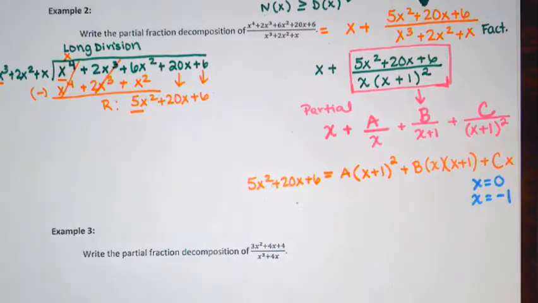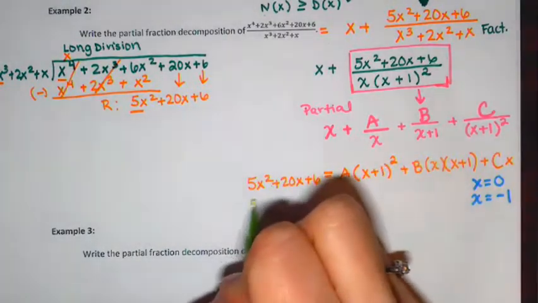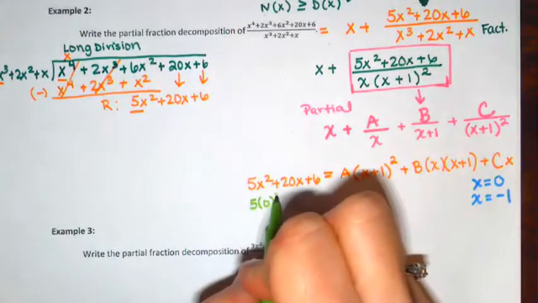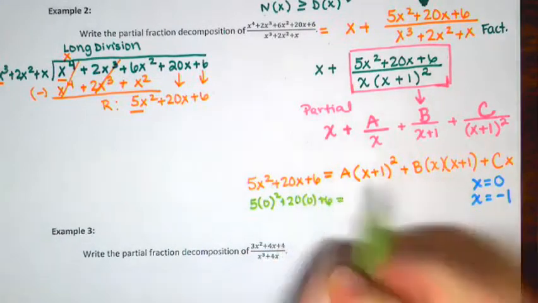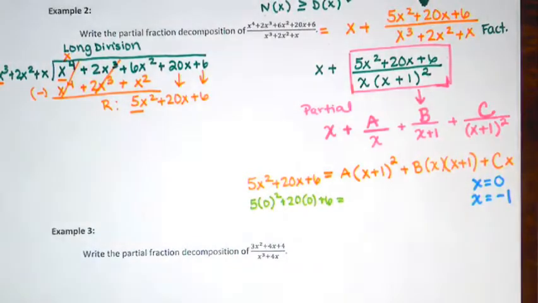0. Okay. So 5 times 0 squared plus 20 times 0 plus 6. What do you guys get real quick? Let's do that side, make it easy. 6. That's 6.